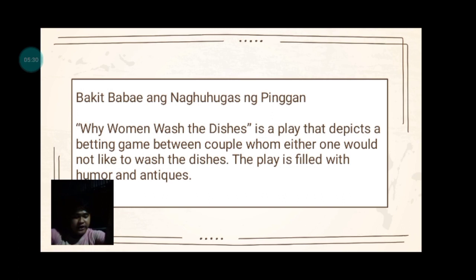Isa itong uri ng komedya na patungkol sa dalawang tamad at pasaway na mag-asawa.